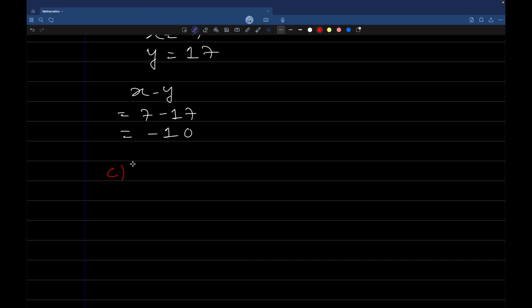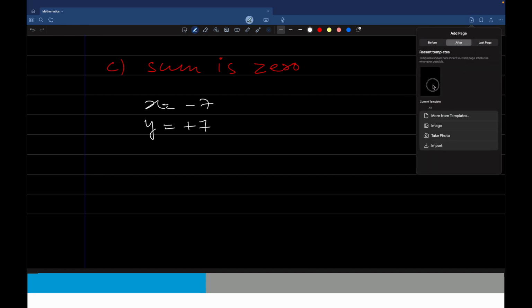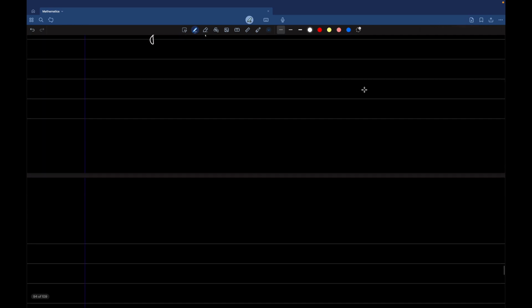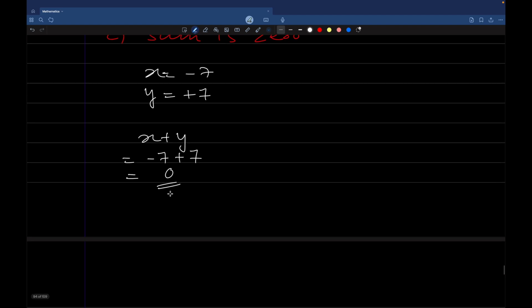Now question number 1c, the sum is 0. We can take x equals to minus 7 and y equals to plus 7. We will get x plus y, that is equals to minus 7 plus 7, that is equals to 0.